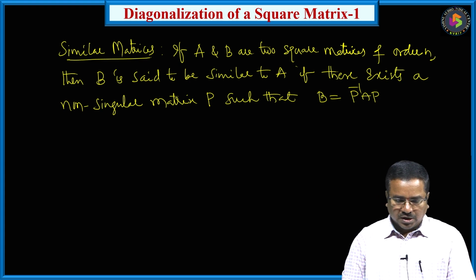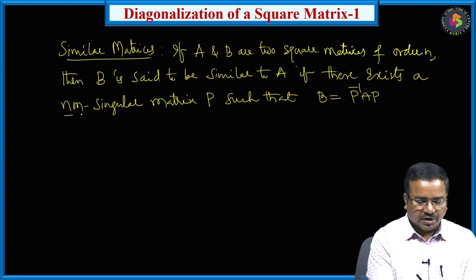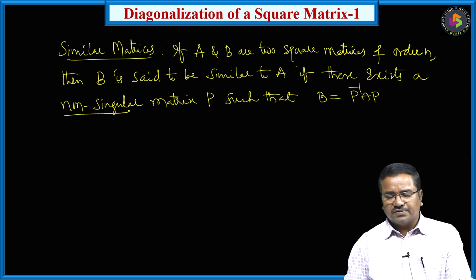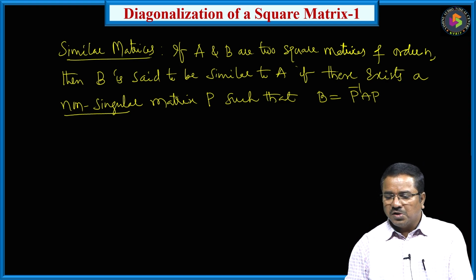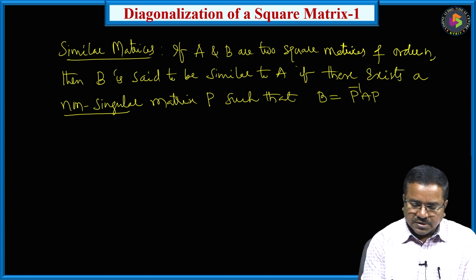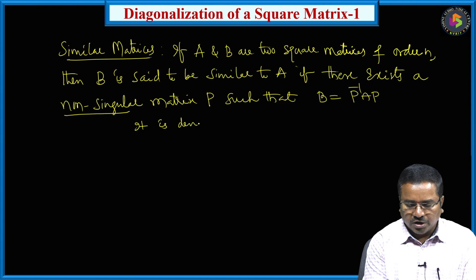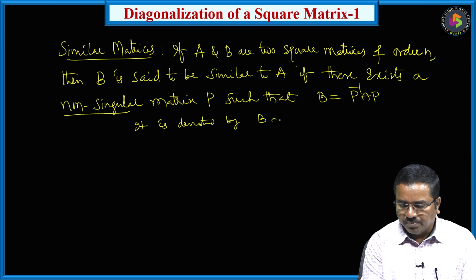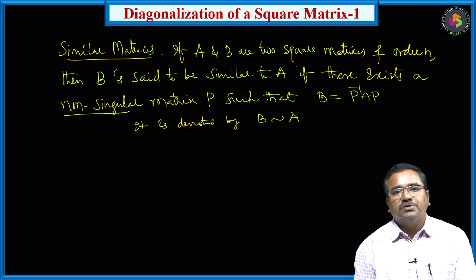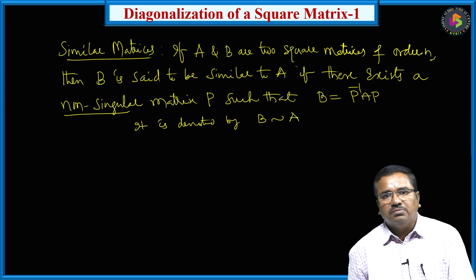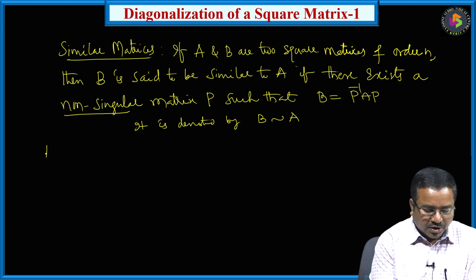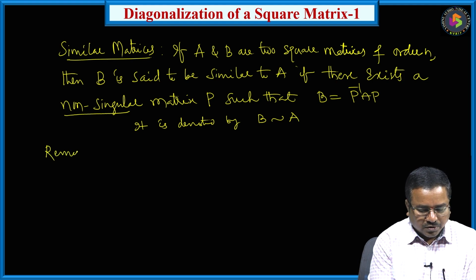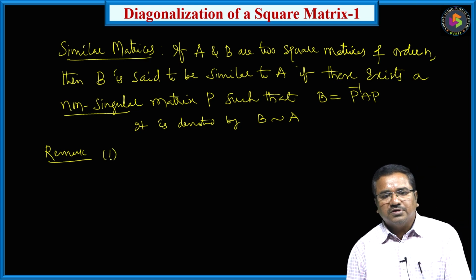We know what a non-singular matrix means: if the inverse exists, we say it is a non-singular matrix. It is denoted by the notation B is similar to A. So this symbol means B is similar to A. We have some remarks. The first one: the similarity of matrices is an equivalence relation.